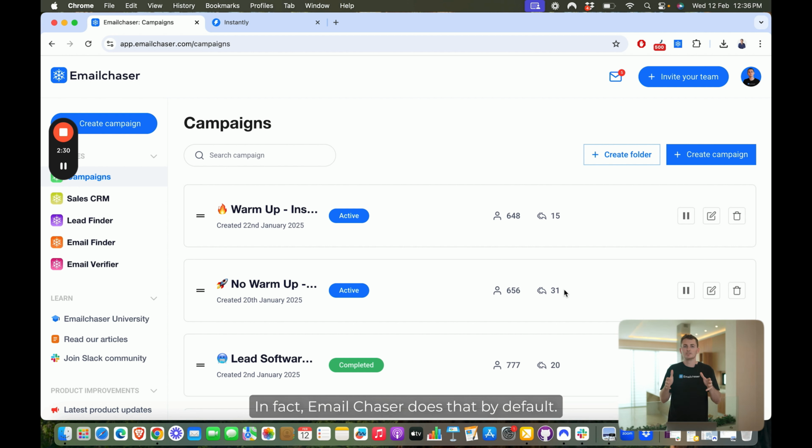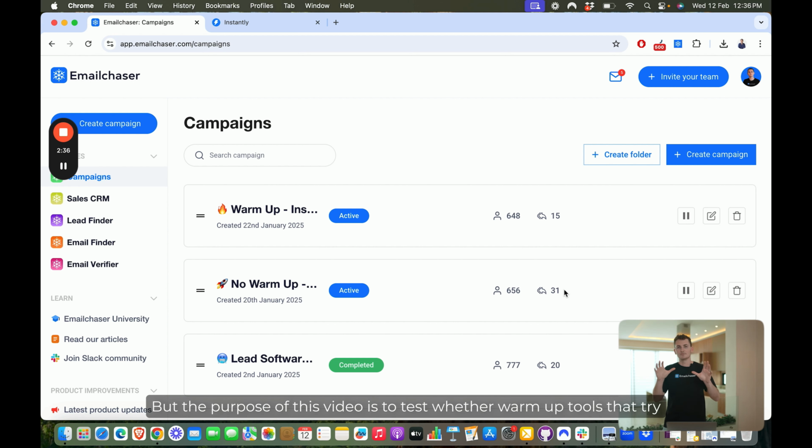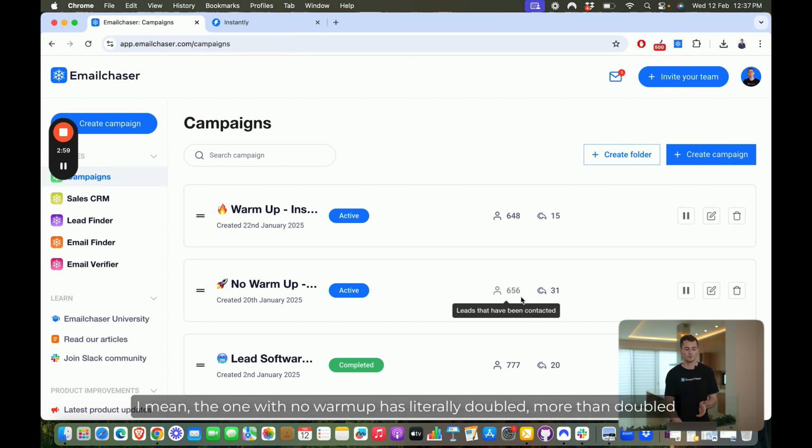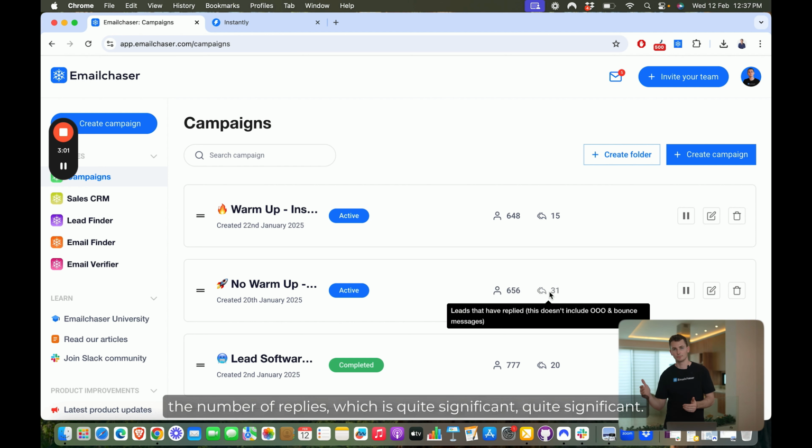I still think that's probably a good idea. In fact, Email Chaser does that by default. So when you connect email accounts to Email Chaser, we gradually build up your sending volume. But the purpose of this video is to test whether warm-up tools that try to replicate email engagement actually work. And what I'm seeing right now, it's still early, is that not only do warm-up tools not improve your response rate, they actually appear to be decreasing your reply rate by a considerable amount.